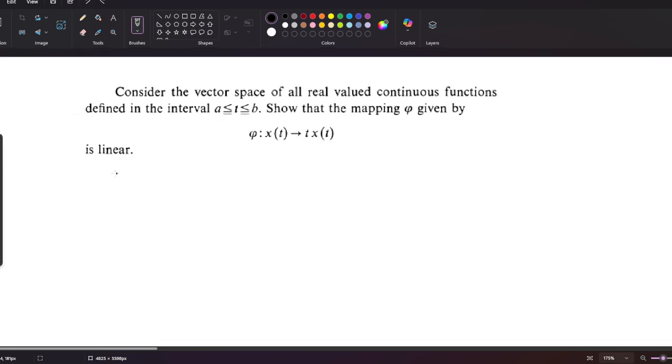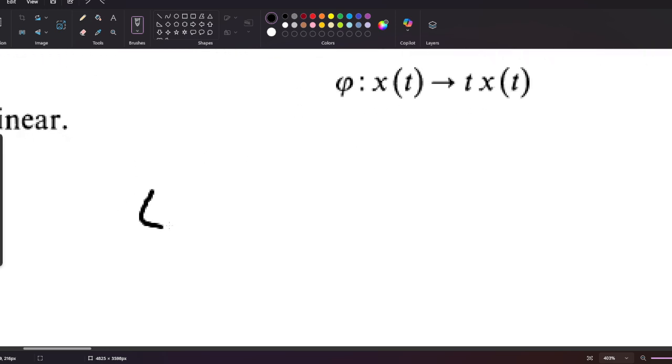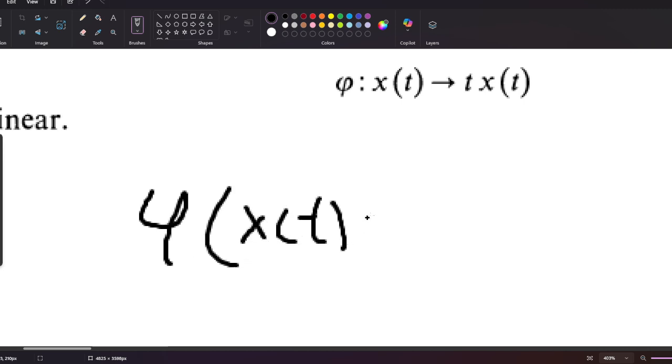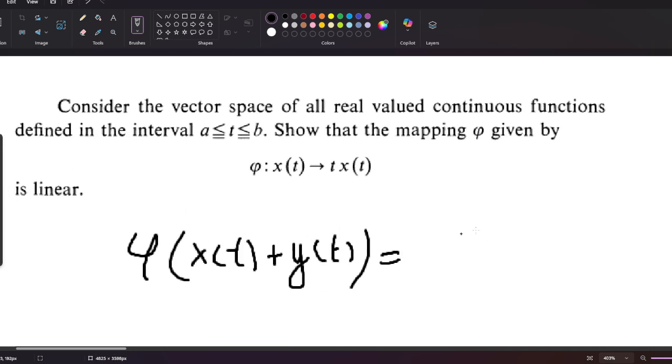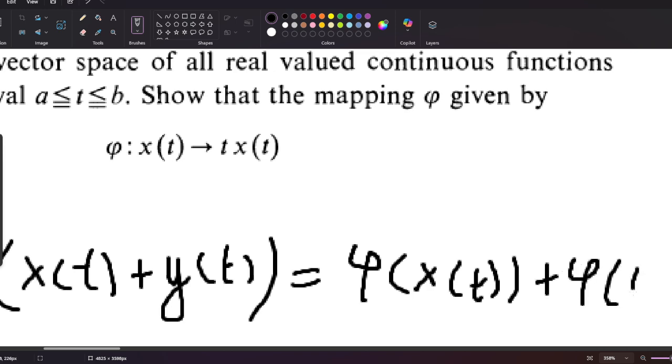Okay, so here's the first problem. We have a vector space of all real-valued continuous functions defined in this interval. We have to show that the mapping phi from the function x(t) to t·x(t) is linear. So essentially what we have to show is if we were to plug in this sum of x(t) and y(t) into phi, then it's going to be equivalent to phi of x(t) plus phi of y(t).